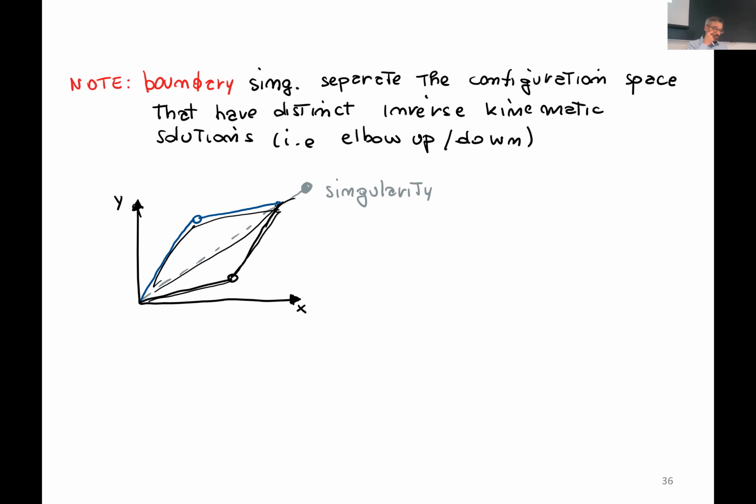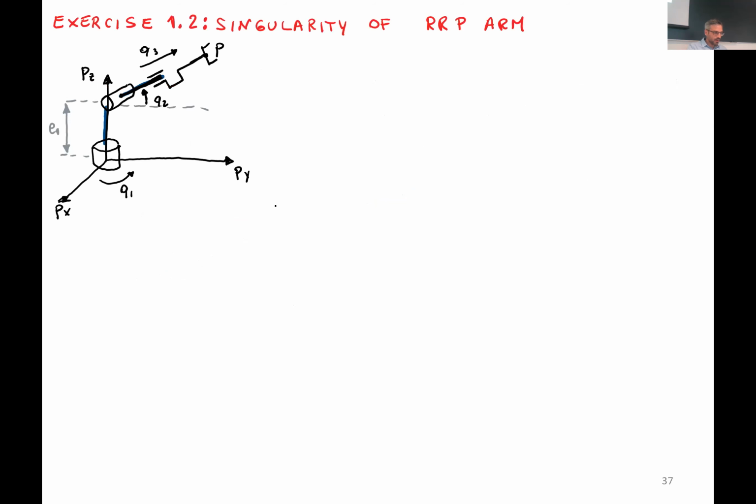Okay. Then we can do another exercise with the RRP robot. Then I think we can do the break, or we can do the break now. We'll continue in 10 minutes. Okay. At 52, start again.